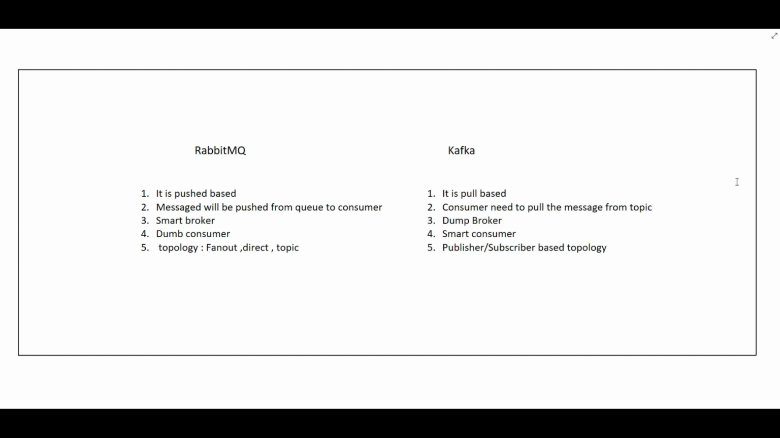Now let's talk about the difference between RabbitMQ and Kafka. RabbitMQ is push based. The queue will push the message to the consumer. The same thing I have written here. The message will be pushed from the queue to the consumer, and we can call it a smart broker because the broker is pushing the message to the consumer, and a dumb consumer because the consumer just receives the message. In topology, we have different types of exchange: fanout, direct, topic. These are the different kinds of exchange we have in RabbitMQ.